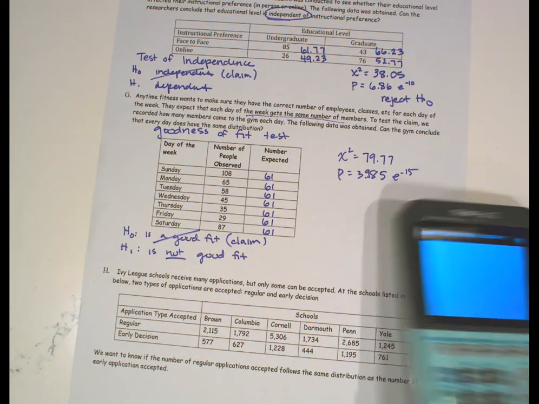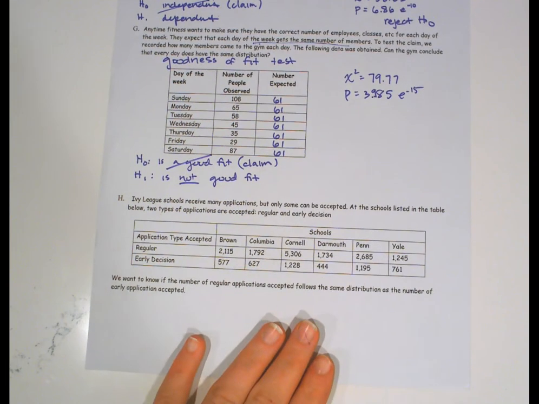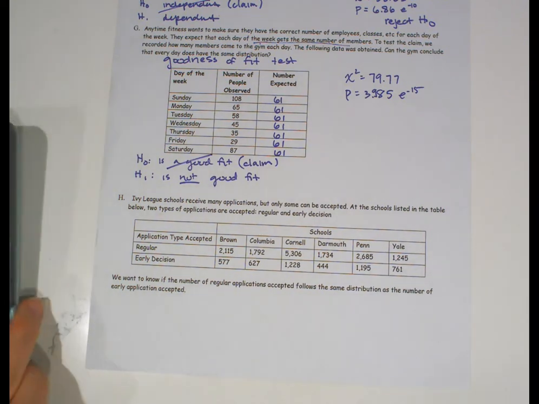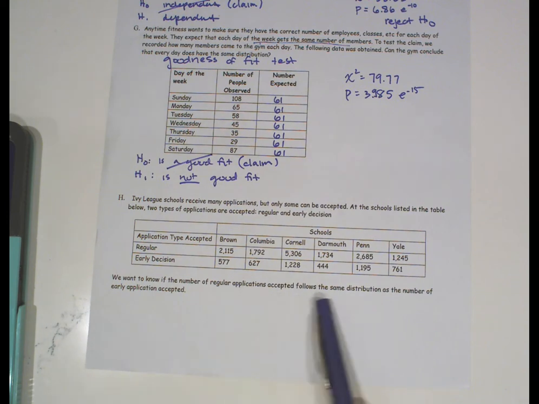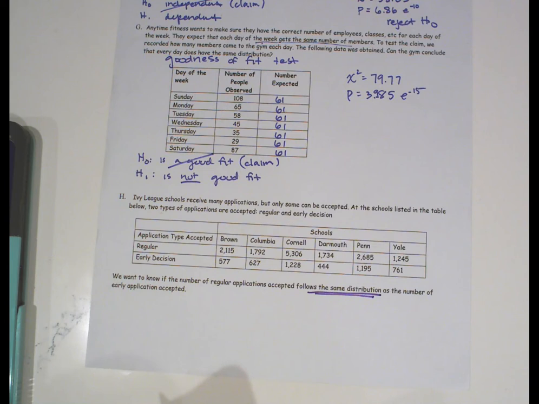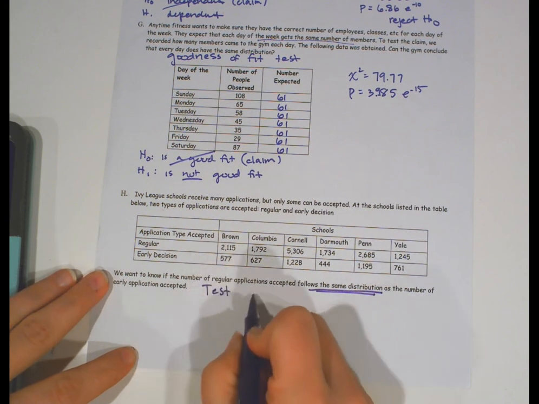All right, last one. Ivy League schools receive many applications, but only some can be accepted. At the schools listed in the table below, 2 types of application are accepted: regular or early decision. We want to know if the number of regular applications accepted follows the same distribution as the number of early applications accepted. So we're looking to see if it follows the same distribution, which is our test of homogeneity.